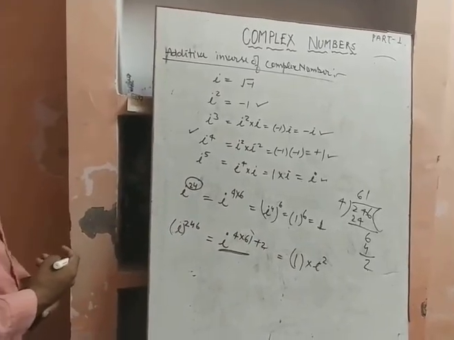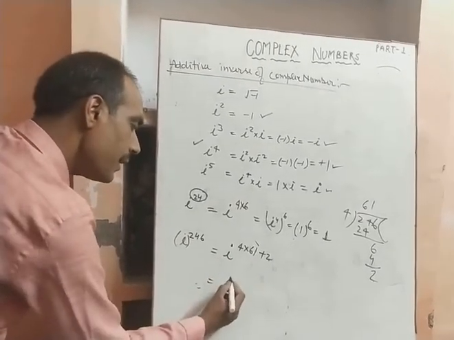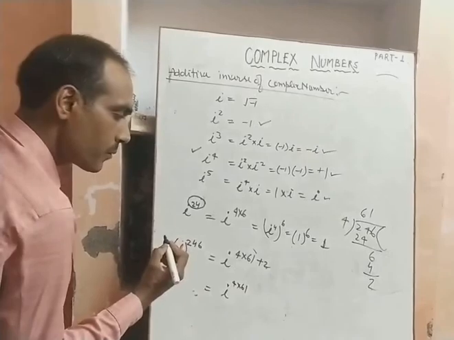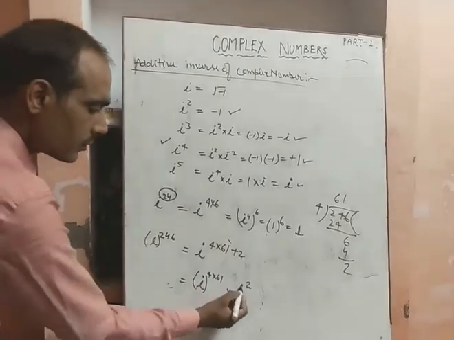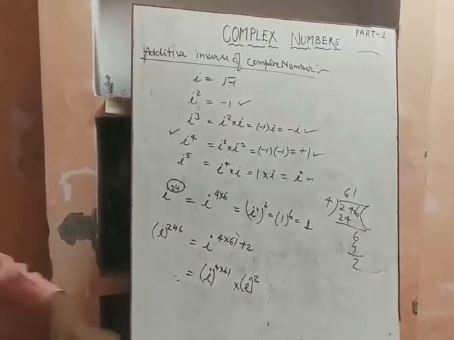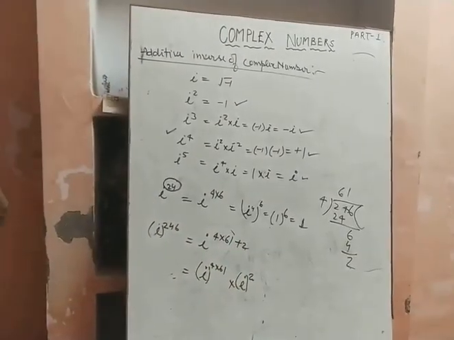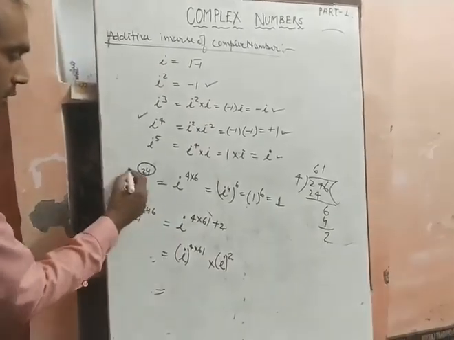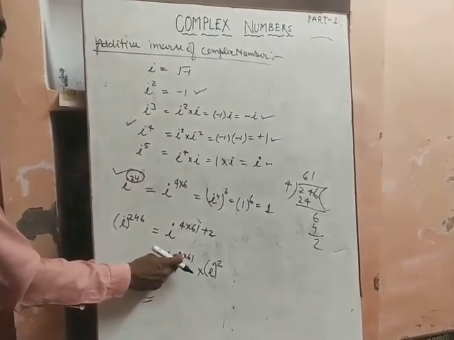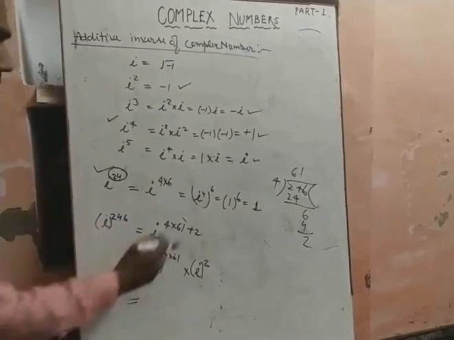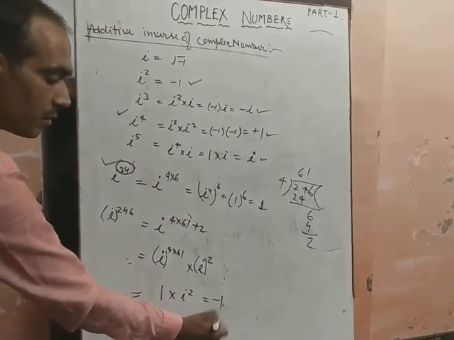Clear? Not clear? Okay, try again to understand. We can write it as i raised to power 4 into 61, multiplied by i raised to power 2. When the base is the same, we add the powers. And we said that if any power of i is a multiple of 4, its value will be 1. So this is equal to 1, and this is i square, and i square is equal to minus 1.